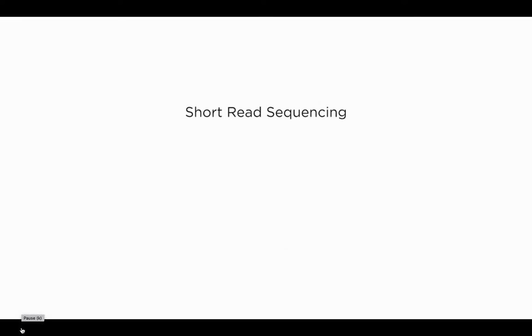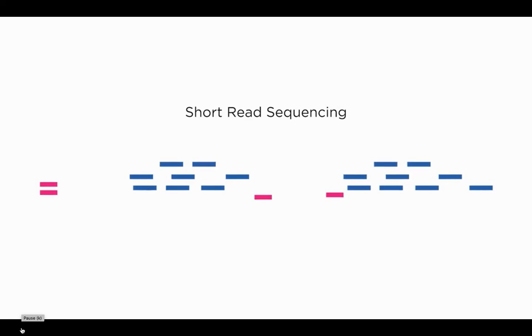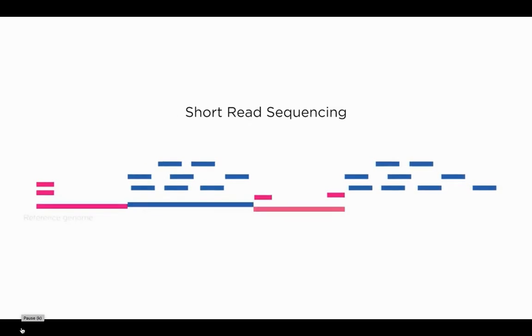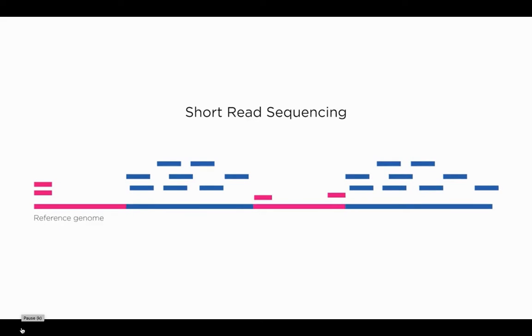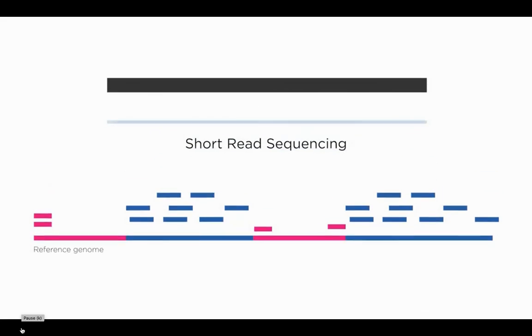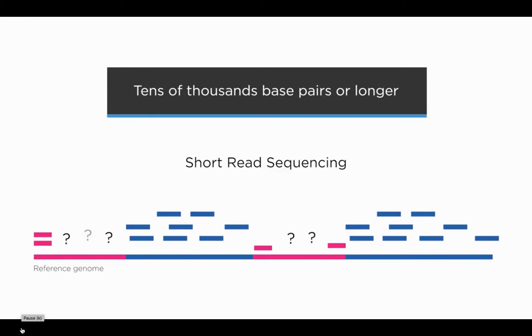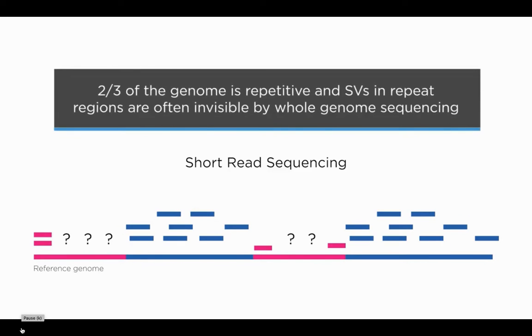In short-read sequencing or next-generation sequencing, DNA is read in short segments of about 150 base pairs, and the read sequences are compared to a reference genome. It can characterize small variants, but structural variants are often tens of thousands of base pairs or longer, so short-read sequencing is not an accurate way of calling them. What's more, 2/3 of the genome is repetitive, and structural variants in repeat regions are often invisible by whole genome sequencing.